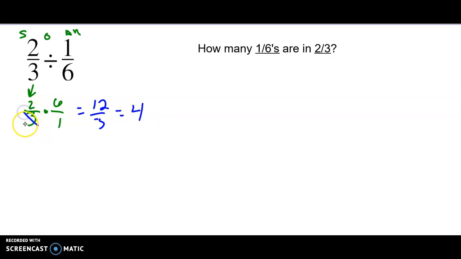I could have cross-simplified the 3 and got 1, the 6 by 3 and get 2, and 2 times 2 is 4. 1 times 1 is 1, 4 over 1 is 1. So 4 divided by 1 is 4.